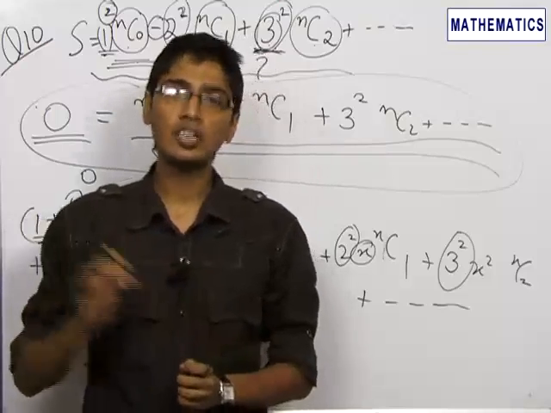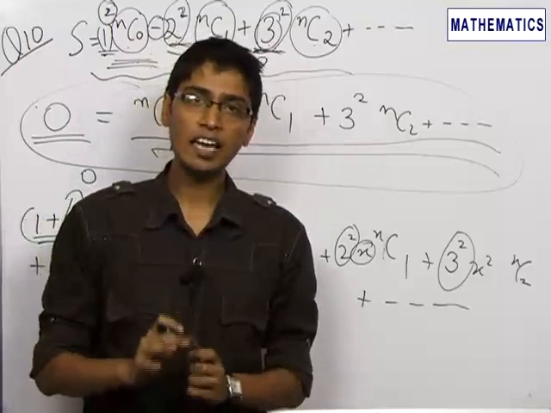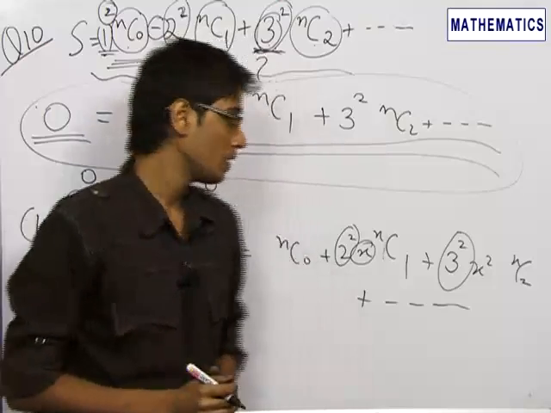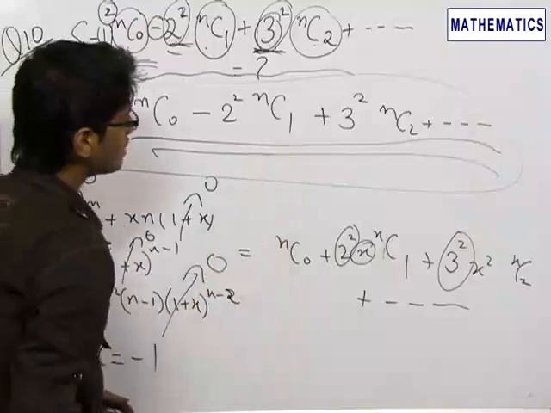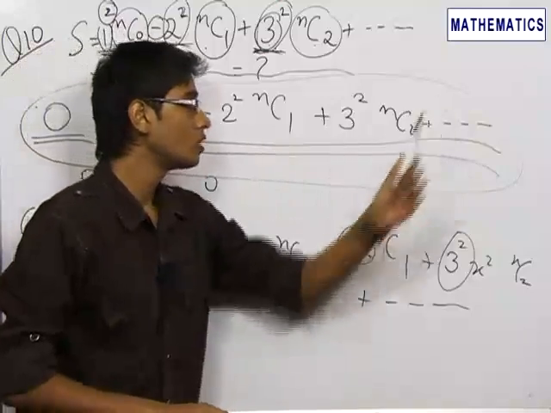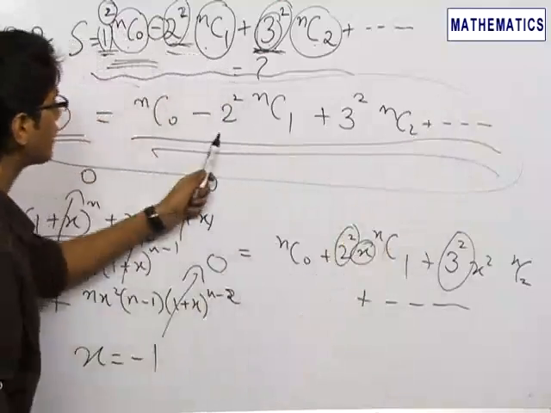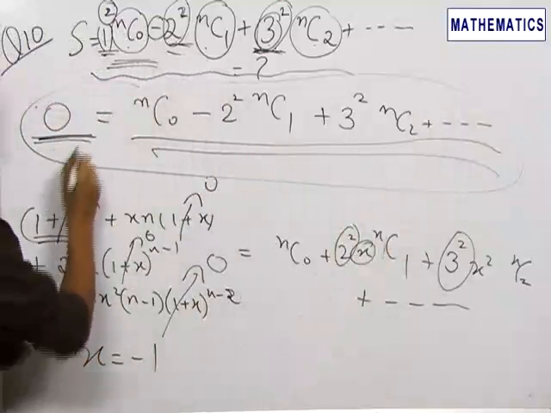These are some of the general approaches which we use in binomial expression questions, and our final answer is: nC0 minus 2 square nC1 plus 3 square nC2 going up till n terms. The value of this expression is equal to 0.